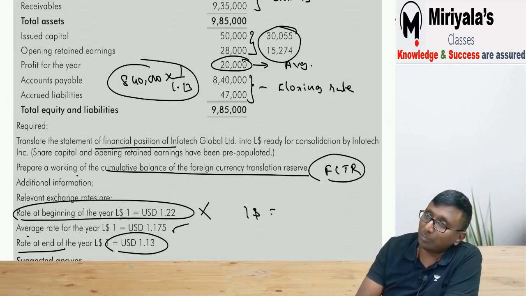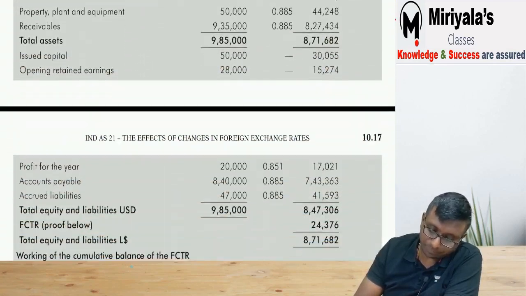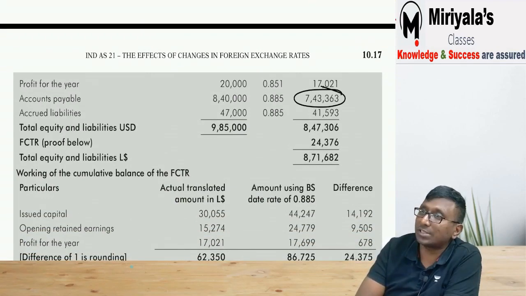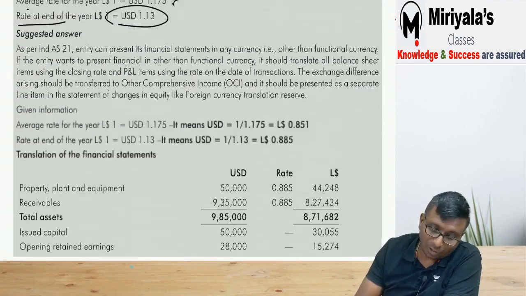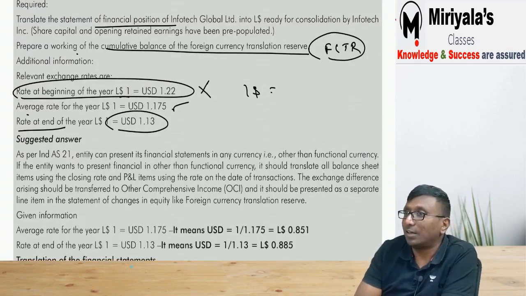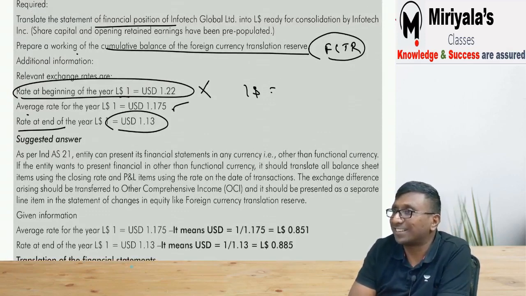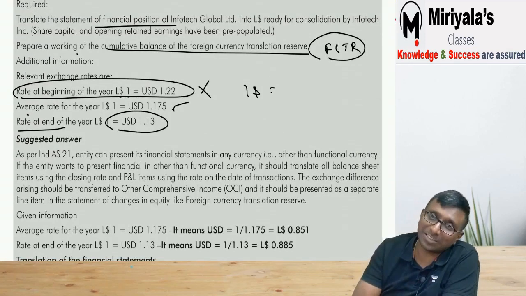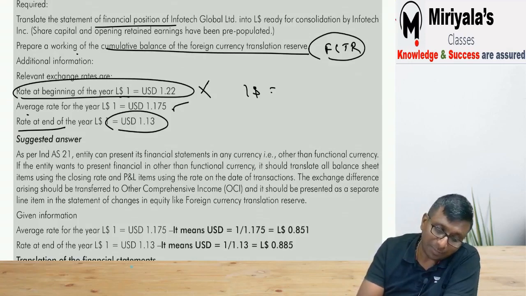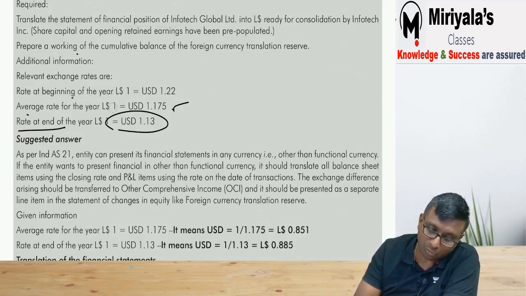8,40,000 divided by 1.13. How much has it come? 7,43,363 will come. Generally, what mistake will students make? They will multiply with 1.13. That's all, gone case. Correct? For that nobody is responsible. You alone are responsible. Got my point? That mistake is not supposed to happen.